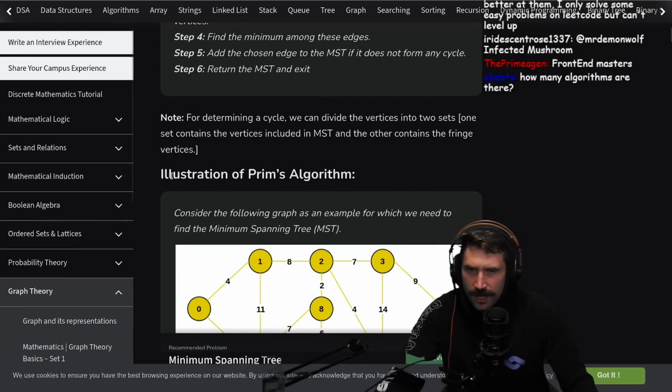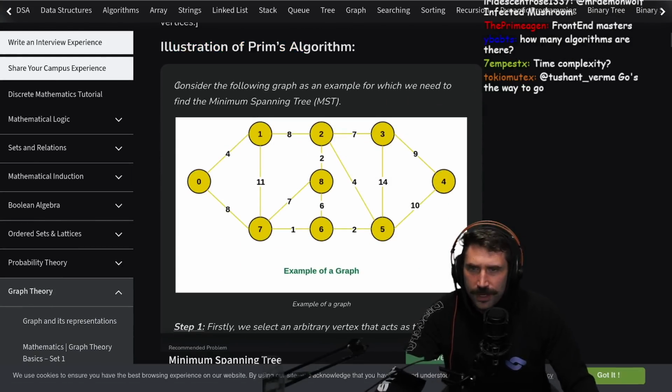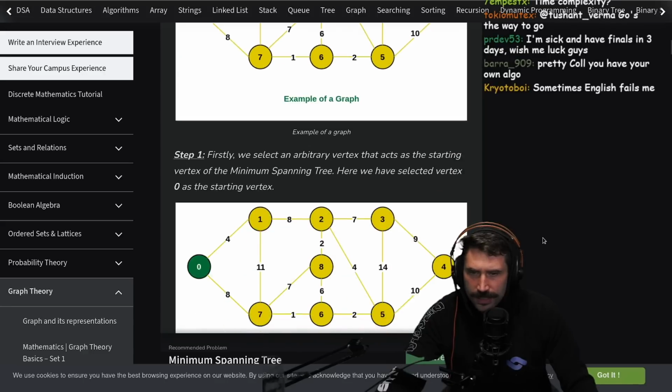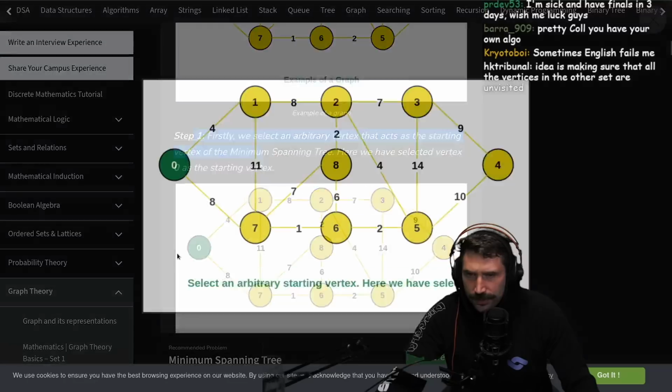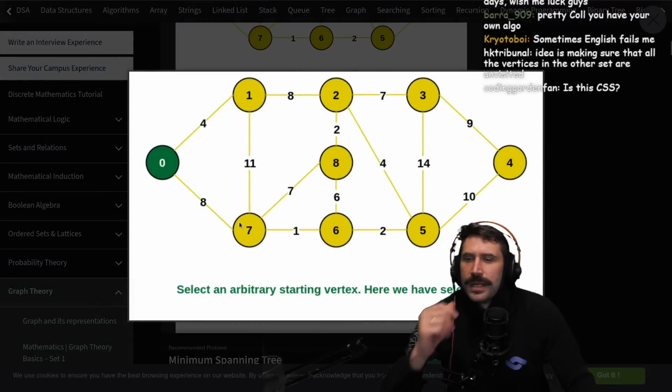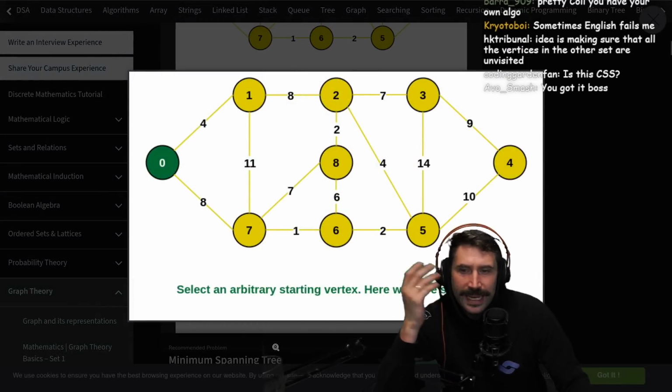All right, there we go. Illustration of Prim's algorithm. Consider the following graph here. Step 1, first select one. So we're going to grab this one. That seems pretty nice. My guess is that we only have 4 and 8 to choose from.